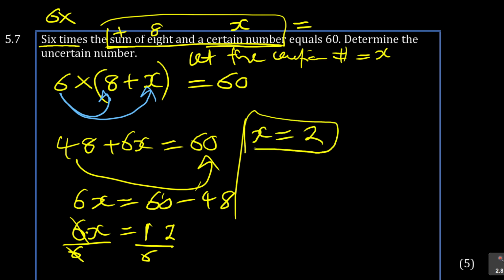So if you read this statement, it says now 6 times the sum of 8 and the certain number. So the sum of 8 and 2. If I say 8 plus 2 and I multiply that sum, what is 8 plus 2? 8 plus 2 is 10. And I multiply 10 times 6. I get 60. Yep, correct. Are you fine?